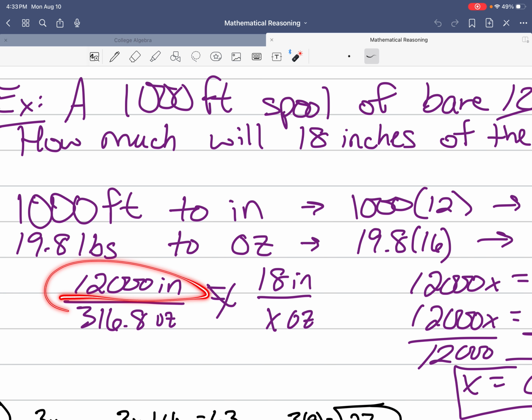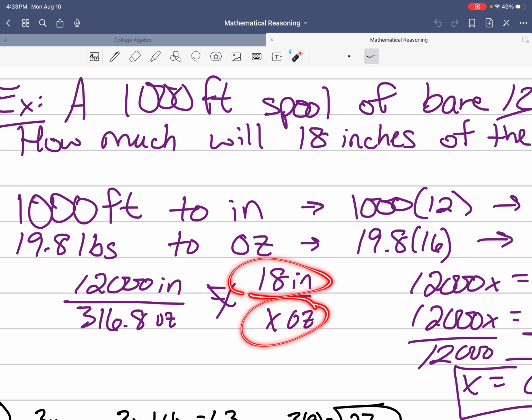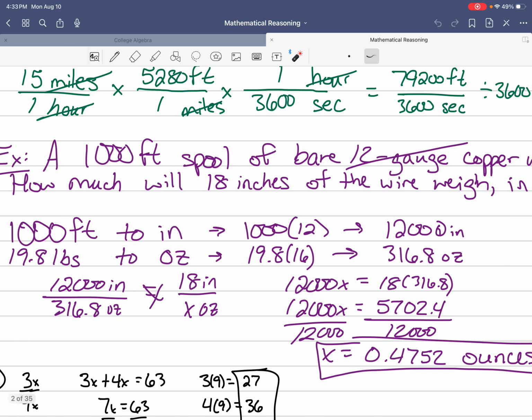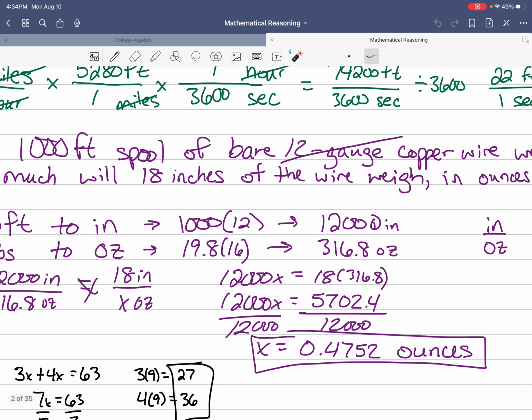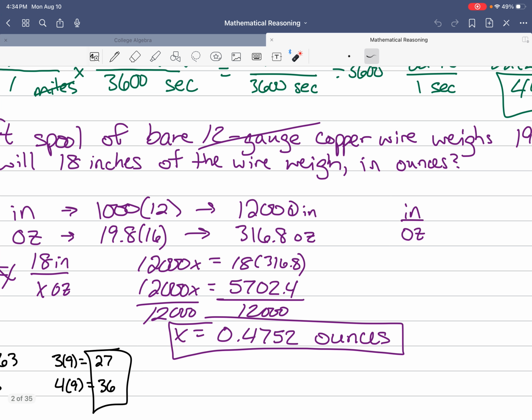So 12,000 inches over 316.8 ounces equals 18 inches over X amount of ounces. Again, you're going to cross multiply and divide. 12,000 times X is 12,000X. 316.8 times 18 is 5,702.4. This gives us this nice one-step equation here. Divide by 12,000 on both sides, and it comes out to X being 0.4752 ounces.